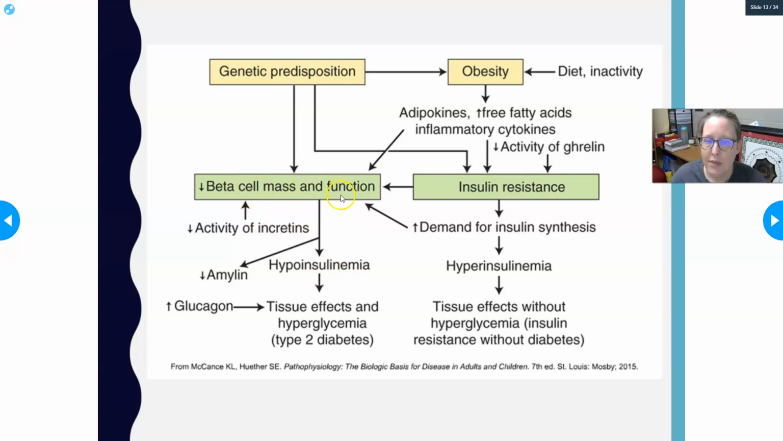And so then at this point in time, you get low insulin. You have hypoinsulinemia. You also get a decrease in amylin, and amylin is secreted along with insulin, and it's supposed to give you a signal of satiety. It also inhibits glucagon, and so the fact that it's decreased, then you are going to get an increase in glucagon, and they're going to be hungry a lot too because that satiety factor is gone from the food. So at that point in time, then you can start getting tissue effects and hyperglycemia, which is then what you see with type 2 diabetics.